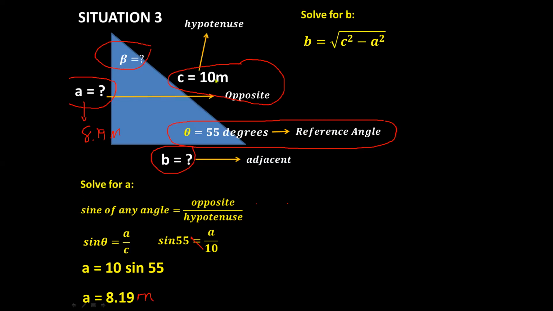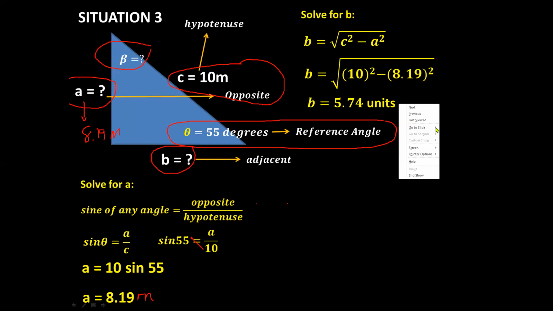Then direct substitution, may value ang C, may value ang A. Na-solve na kasi natin ang value ng A which is equal to 8.19 meters. So direct substitution, B now is equal to the square root of 10 square minus 8.19 square. So anong value ng ating B? B is equal to 5.74 units. So yung unit na gagamitin natin, gawin na lang nating meter, no? Dahil given naman pala ang units and that is meters. So 5.74 meters.